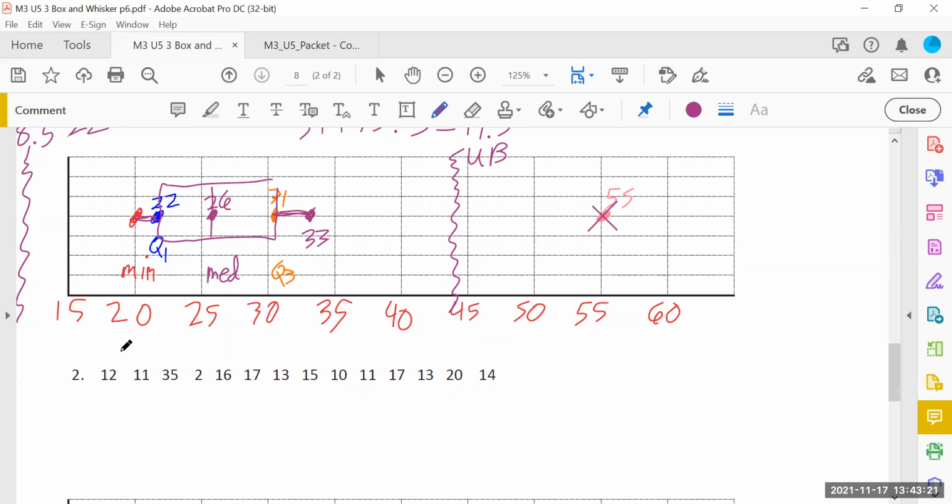Does everybody understand that the box can never be cut out? Because literally the definition of the upper and lower boundaries is the width of the box times 1.5 above and below the box. So the box is always going to be fine. It's just the minimums and maximums that might be outside, our outliers. So let's do another one.